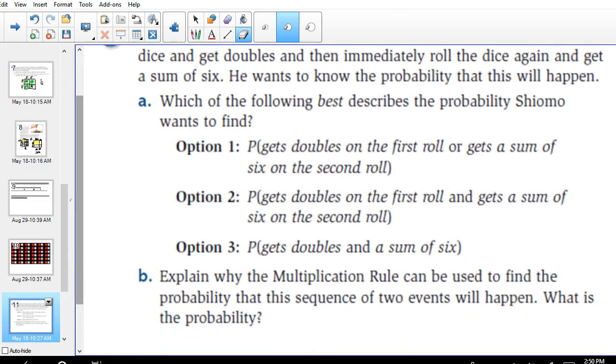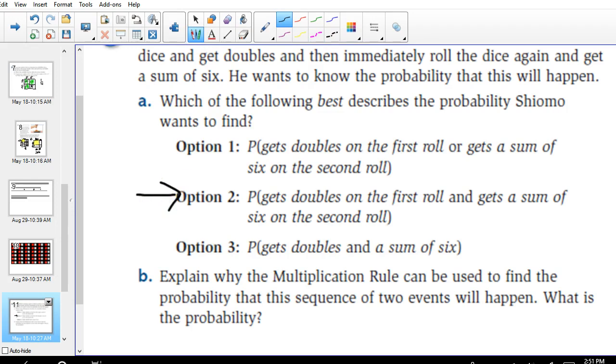So the first thing we want to know here is which option we are looking for. This P that you see right there with the parentheses means probability of. Option 1 is the probability that he gets doubles on the first roll or gets a sum of 6 on the second roll. The second option is the probability that he gets doubles on the first roll and gets a sum of 6 on the second roll. And 3 is the probability that he gets doubles and a sum of 6. So the correct answer here is option 2.